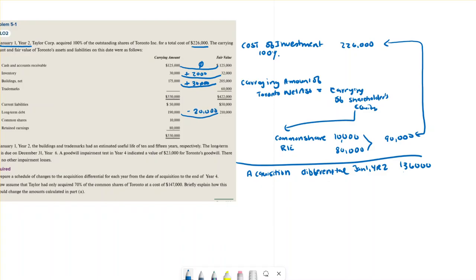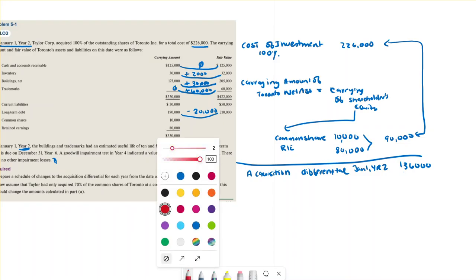And then we also have to read the extra information that is given to us, so that we can see what's happening with our trademarks, which I also forgot. When you look at the trademarks, the value of the trademark was 0. It went up to 60,000. So there's another increase in here. So we need to know, when we go to January 1st year 2, that some of the assets are depreciated and some of the liabilities are paid off, or something is happening with them.